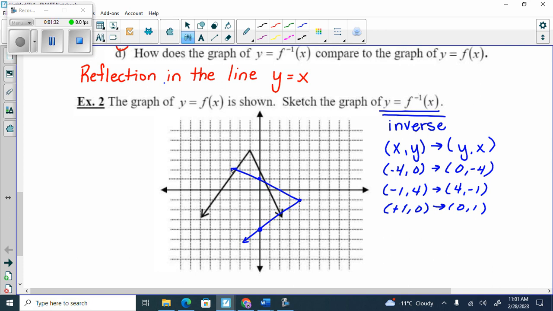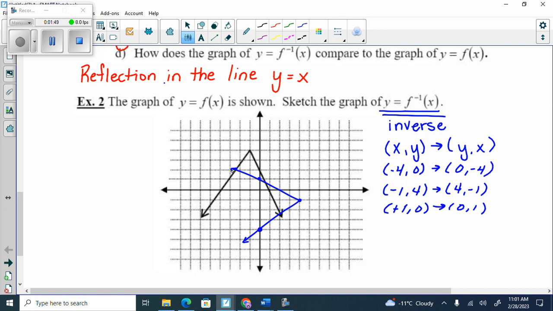Is the inverse a function? No, it wouldn't pass the vertical line test. The vertical line test is for every x, there's only one y. So you draw vertical lines to see if it crosses through more than once. If it crosses through more than once, it's not a function.